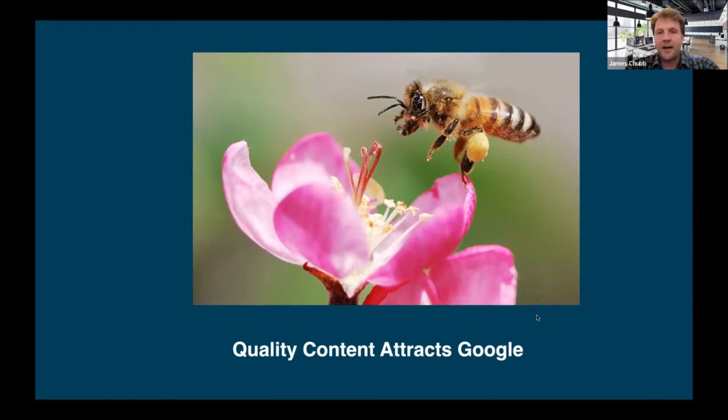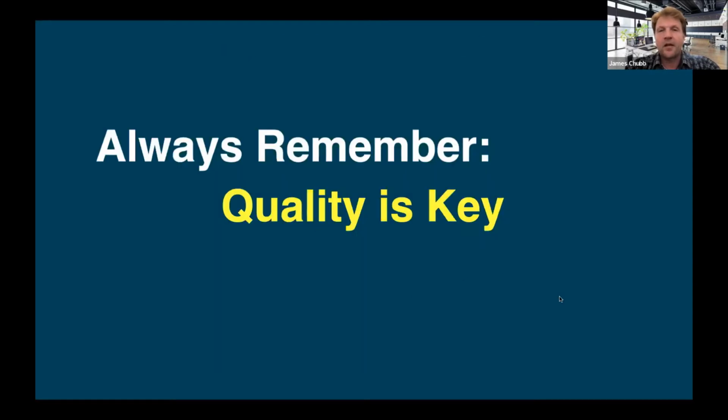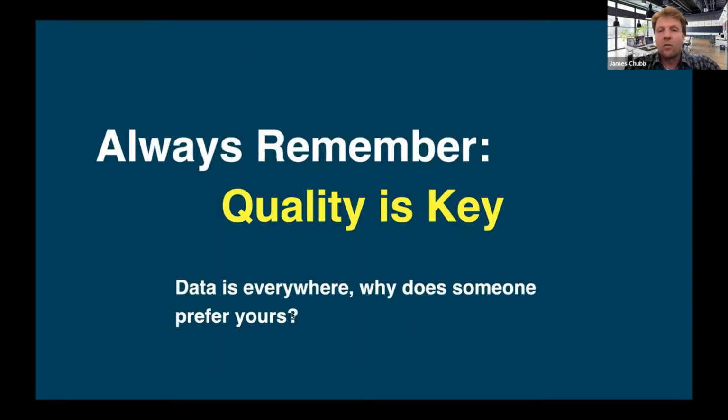So quality content attracts, just like bees to the nectar, for your site. And it is the key asset you're building. So think of it as like a piggy bank. Every time you're putting data together, you're building value in your business, in your site, whatever type of data it is. So quality is key. And why does somebody want to come to your site instead of all the other options on the internet? That's the real thing that you need to think of at the end of the day.